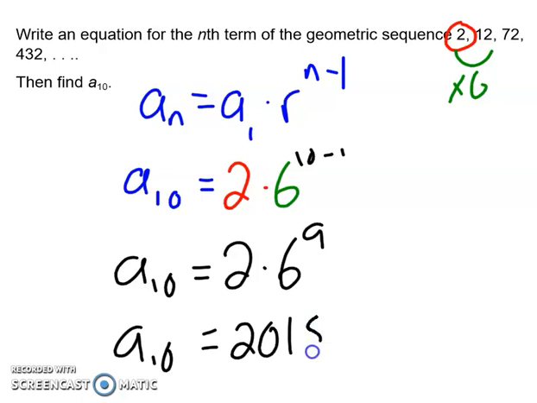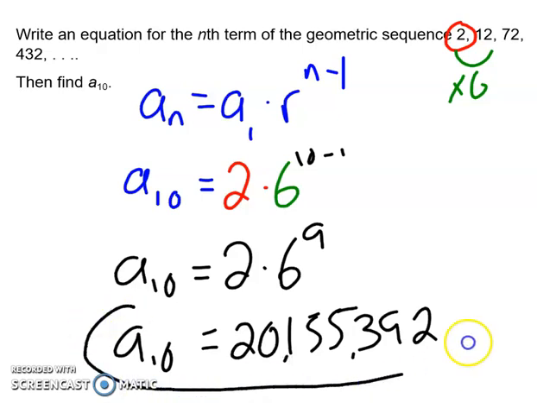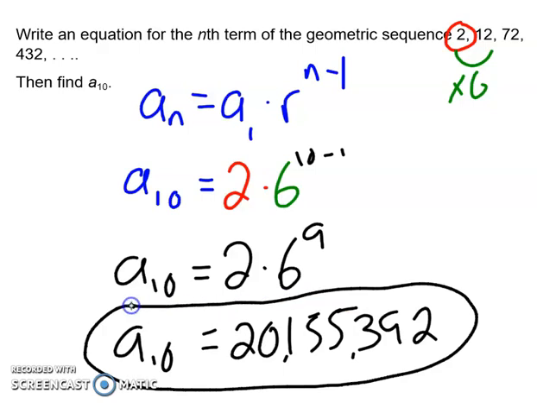20,155,392. As you can see, with geometric sequences, we get really big numbers or even really small numbers. I recommend to, again, use the caret button and use your parentheses. That way it's just easier for you to figure it out. Okay? Sweet, sweet, sweet. Nice, nice, nice.